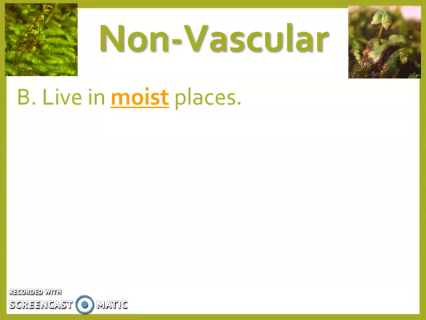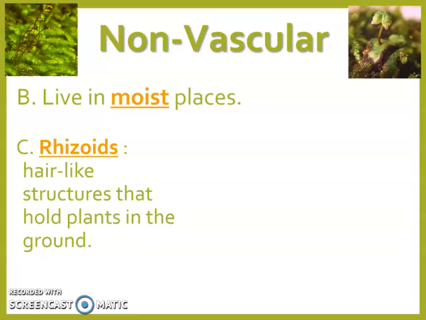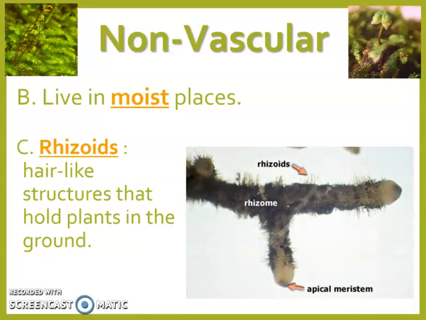Now to absorb this water, they have structures called rhizoids. These rhizoids are hair-like structures that are going to hold the plant in the ground. So under a microscope, this is what a rhizoid looks like. They're shorter. They're not really roots. They're rhizoids. If you were to pull a non-vascular plant out of the ground, this is what you would see, these tiny little hair structures.